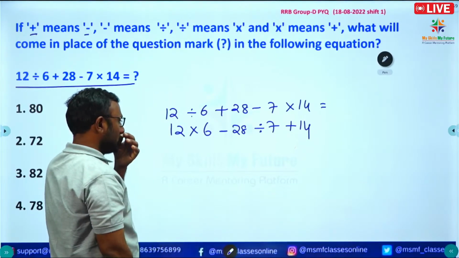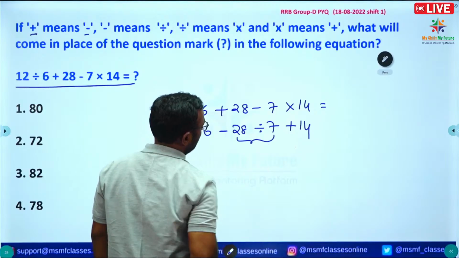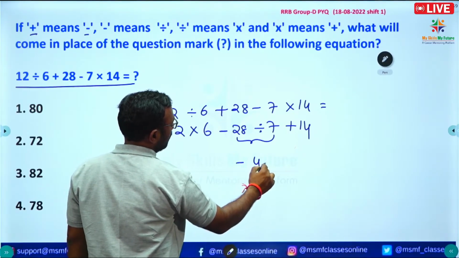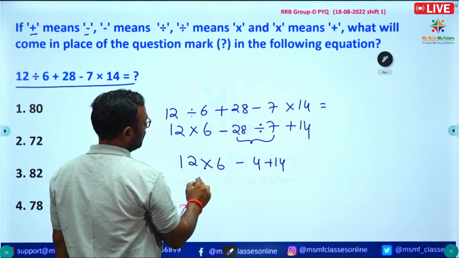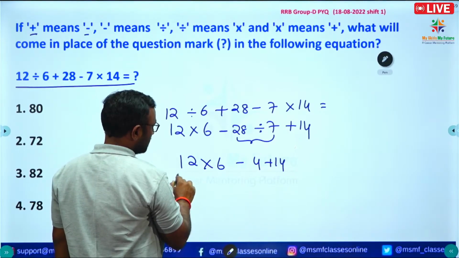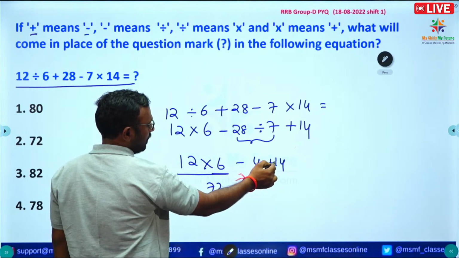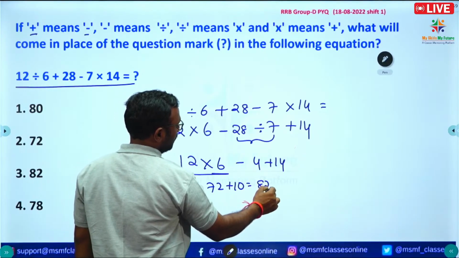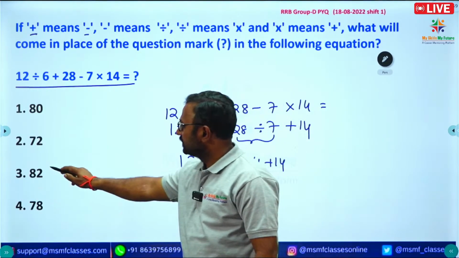We know the BODMAS rule. First do 28 by 7, we get 4. So minus 4 plus 14. 12 into 6 is 72. So minus 4 plus 14 we get plus 10. So nothing but 82. So option 3 is correct.